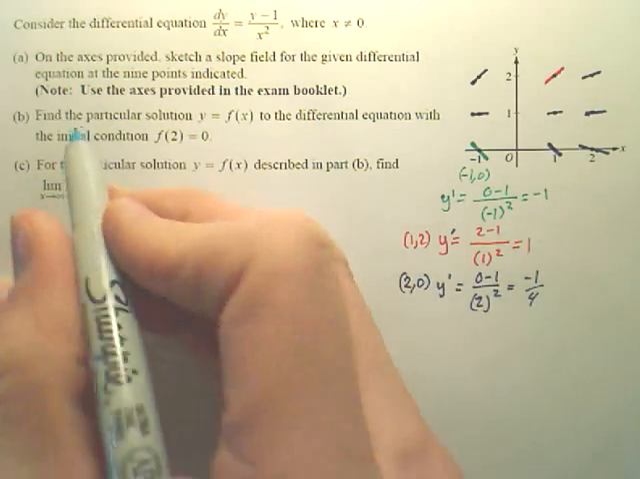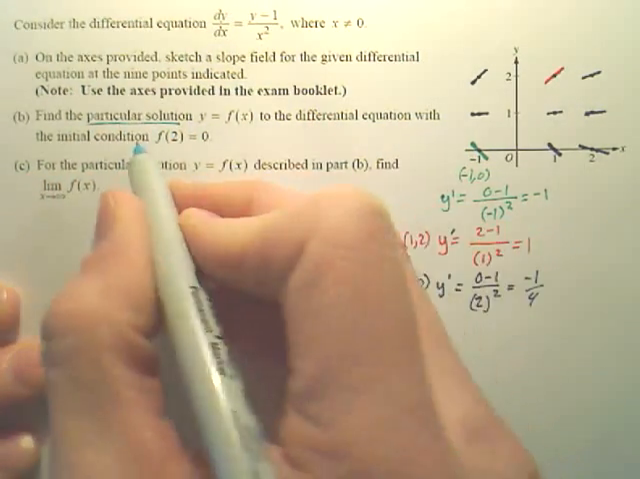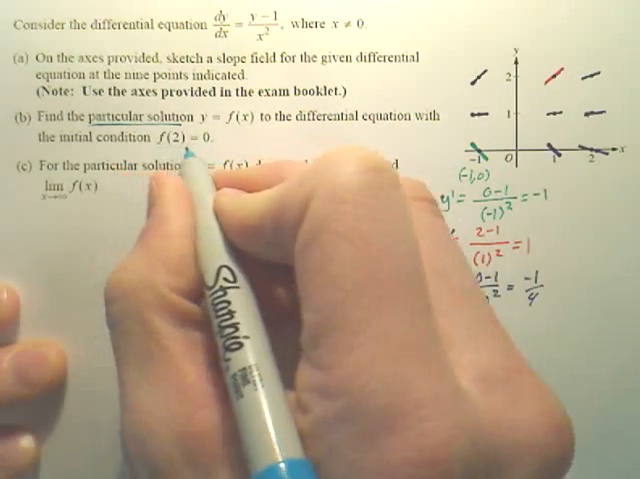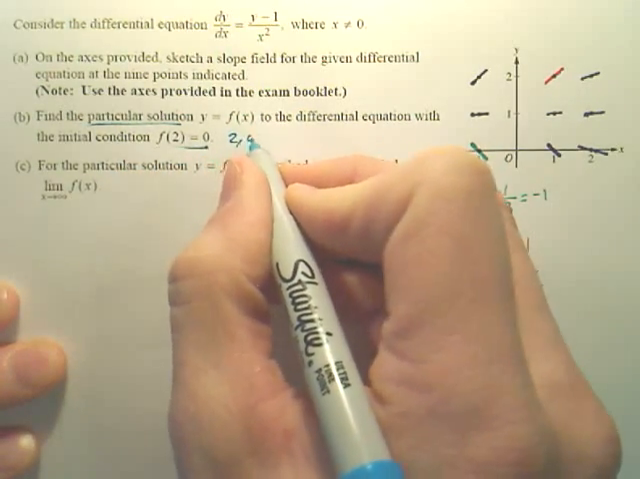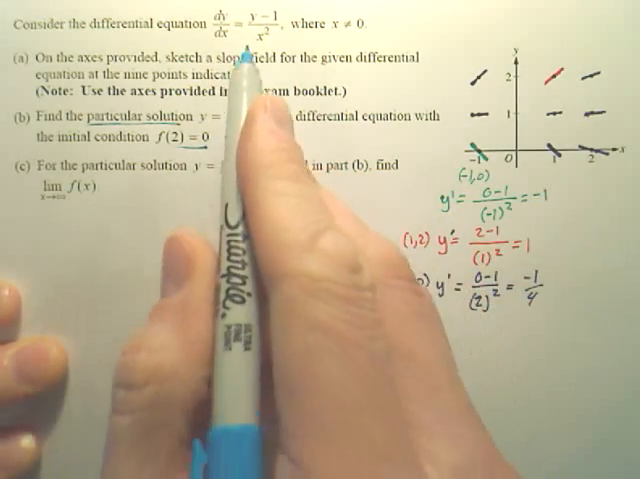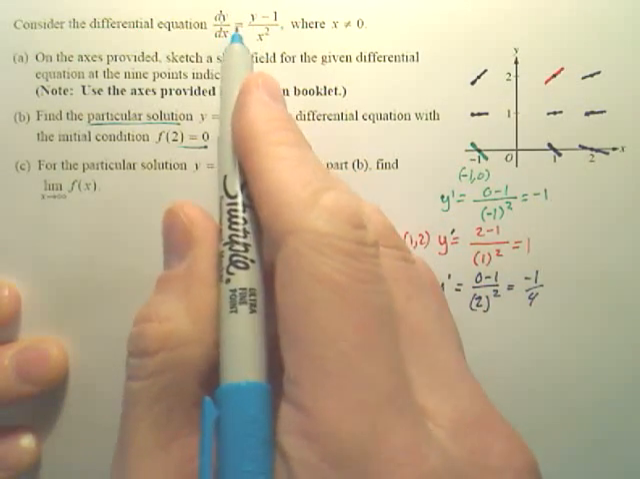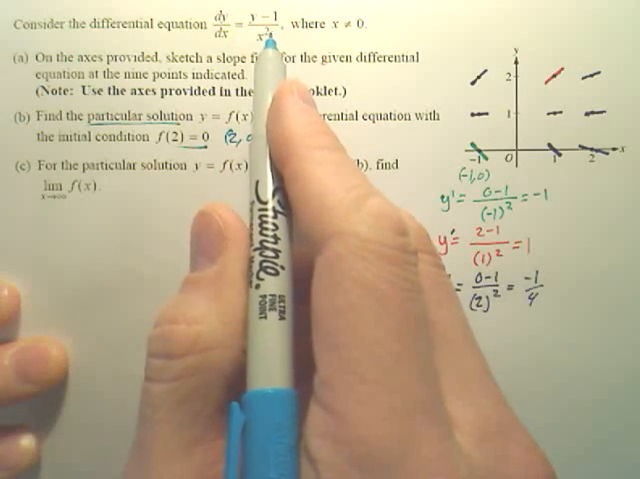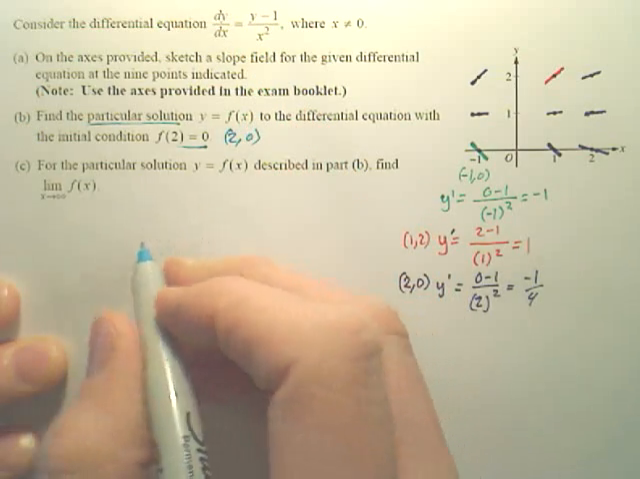If I want to find the particular solution at this point, you should realize this right here is (2, 0). X is 2, y is 0. And for this differential equation, we're going to do a separation of variables. Basically, x's to one side, y's to the other.